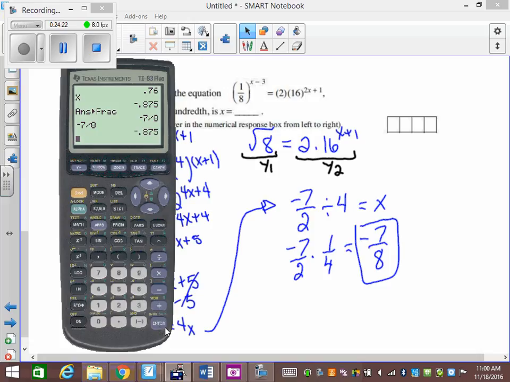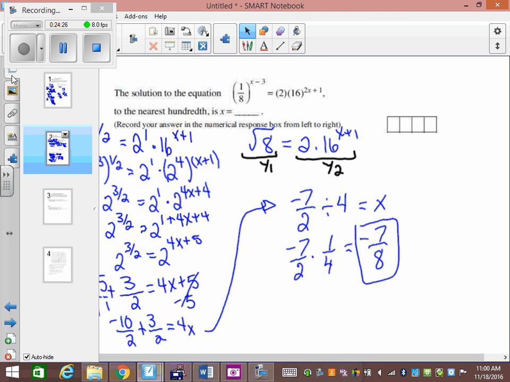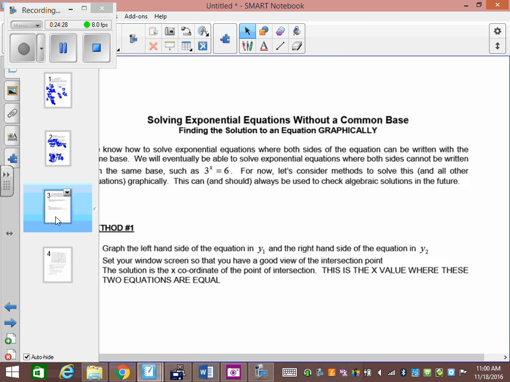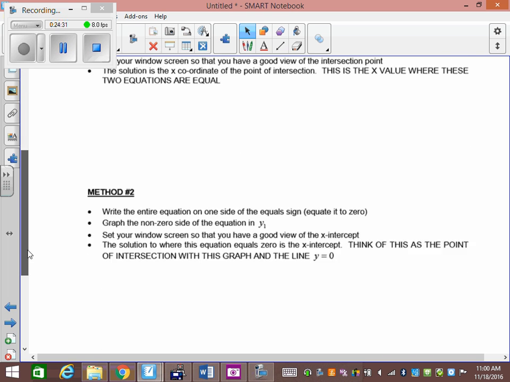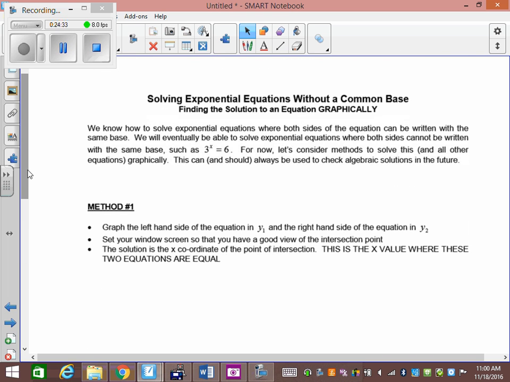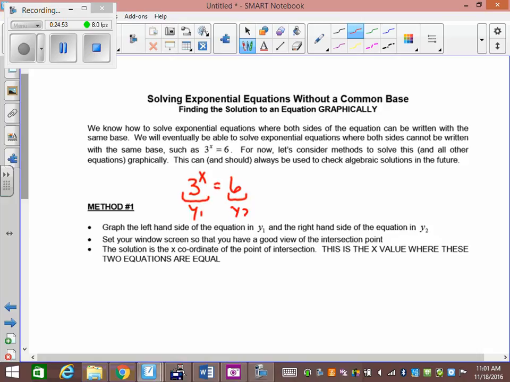So for now, if we're given ones like on the next page, which we're going to look at, this one here, if we're given ones like this, 3 to the x equals 6, no matter how hard you try, you're not getting a common base. I know people will say, well, 6 is 3 times 2. It doesn't work. It has to be something to the power of, right? So if this is 3 to the x equals 9, we could make a common base. Because it's 3 to the x equals 6, we can't. So what we would do is we'd go 3 to the x equals 6. We'd go Y1, Y2. Find out where they intersect.